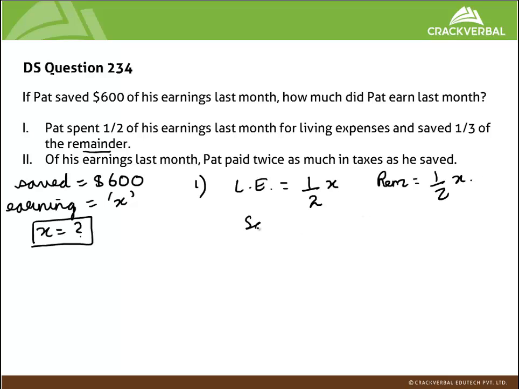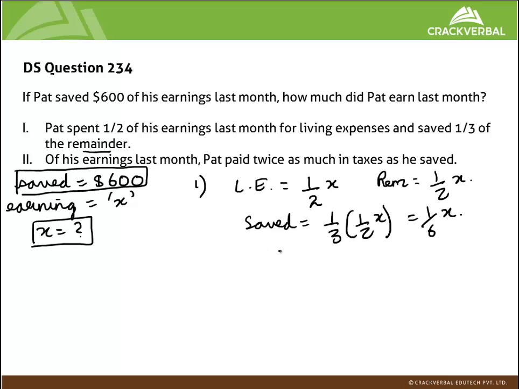And he saved 1/3 of the remainder. That's 1/3 of half of X, which is 1/6 X. So we know that Pat has saved 1/6 of X. But the question stem tells us that the actual amount saved is $600. So we know that 1/6 X is equal to $600, which gives us one definite value for X. So the first statement is sufficient and the two possible answer choices are A and D.